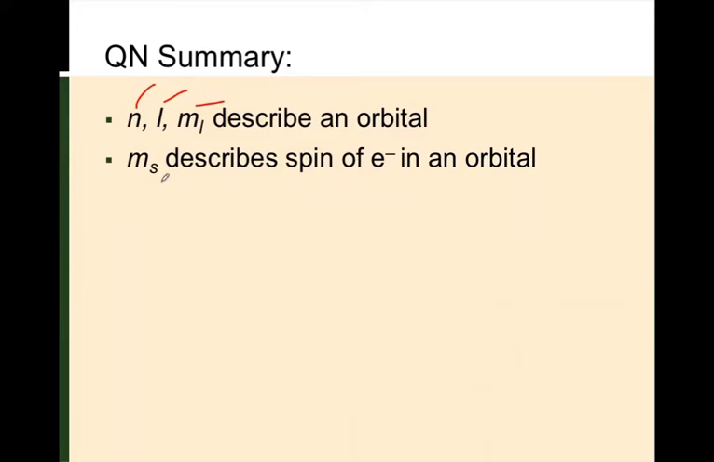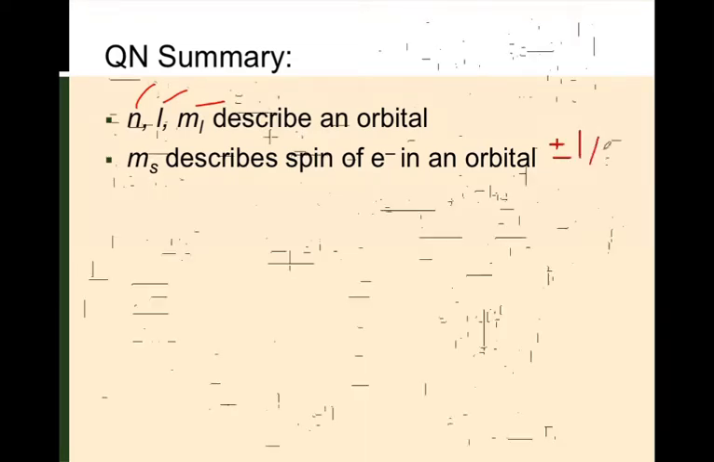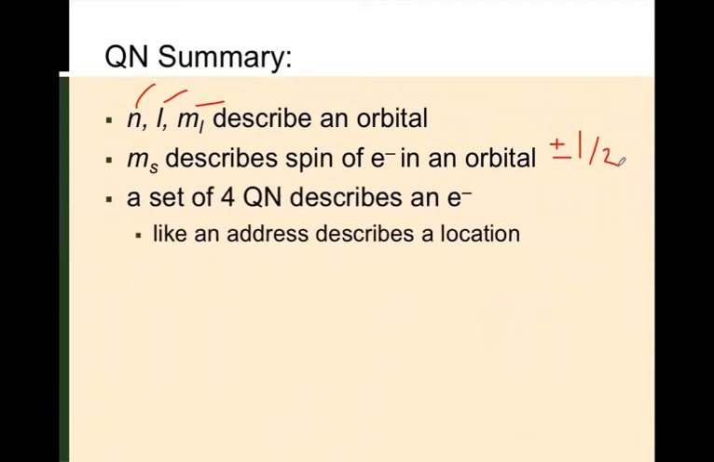So they have a spin, it's usually either up or down. It's either plus or minus a half is the number given to it, 1 over 2. So a set of 4 quantum numbers then describes an electron.